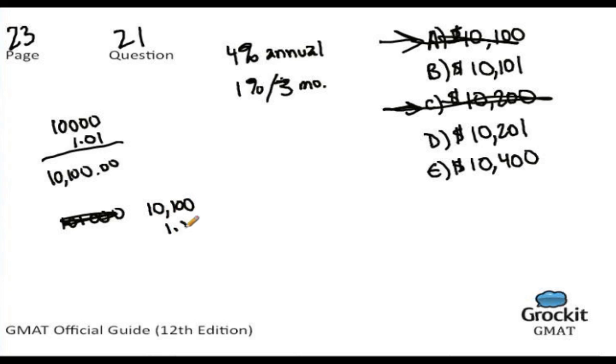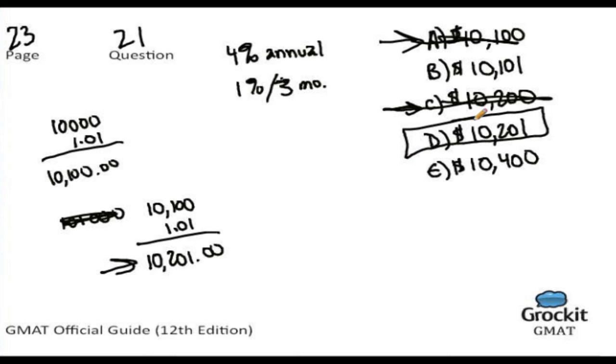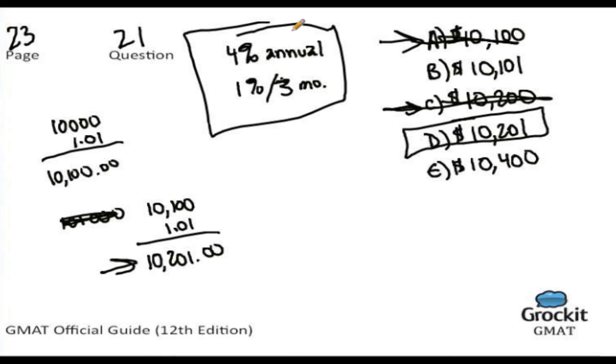10,100, again times 1.01. That's the 1% interest in the second 3 months of his 6 months. Multiplying that all out, we end up with $10,201.00, which is choice D. Again, you definitely need to understand the difference between simple interest and compound interest, and then how fractions of annual interest rates can work on the GMAT.